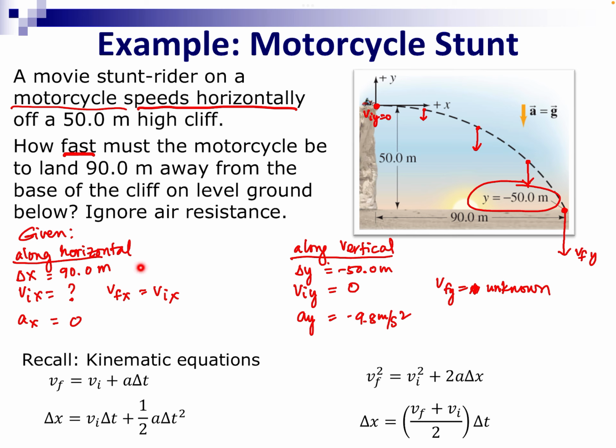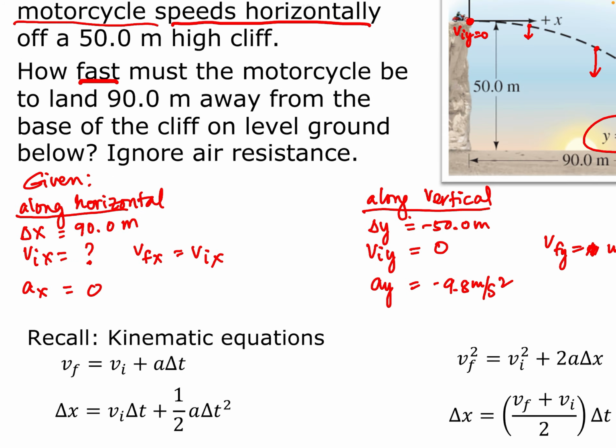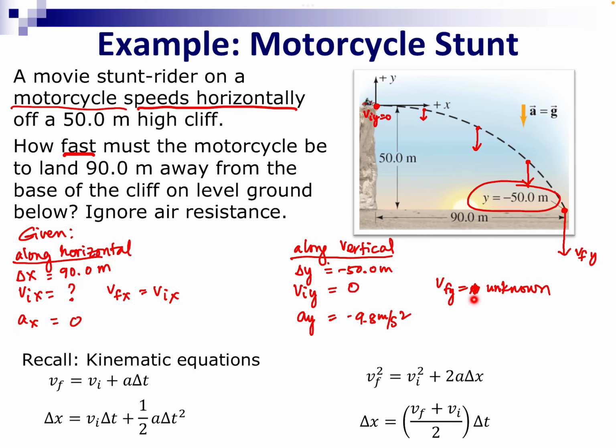So should we use the horizontal component or the vertical component to find how fast? The motorcycle speeds horizontally, so that gives us an idea that we have to find Vix, the initial horizontal velocity of the motorcycle. But we do not know what Vf is, so we cannot use any of these equations that has Vf. We only can use this single equation here.